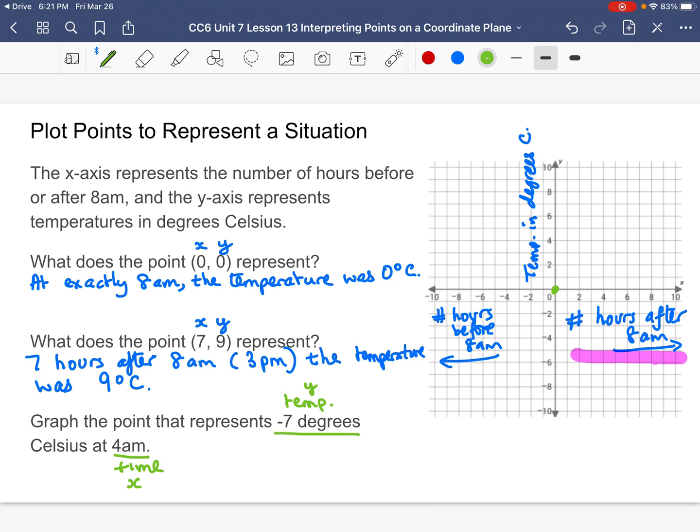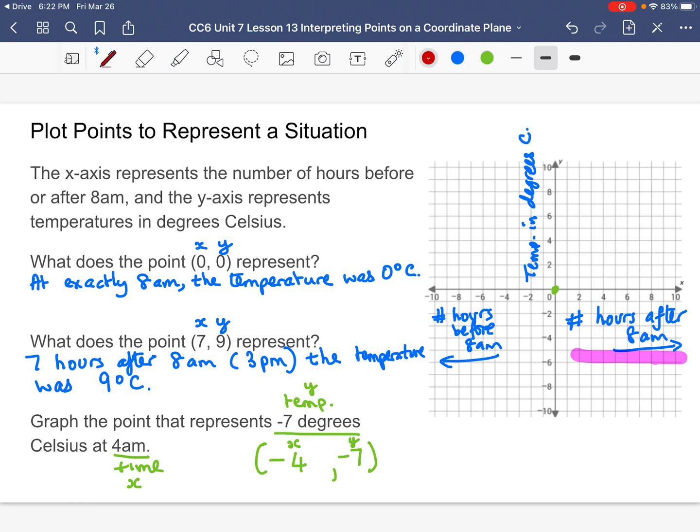So my coordinate pair, my x value, 4 a.m. is how many hours before 8 a.m.? It's 4 hours before 8 a.m., so that'll be represented by negative 4 hours before 8 a.m. and the temperature will be negative 7 degrees, or was negative 7 degrees. That'll be represented by the y-coordinate. So I need to graph negative 4, negative 7.